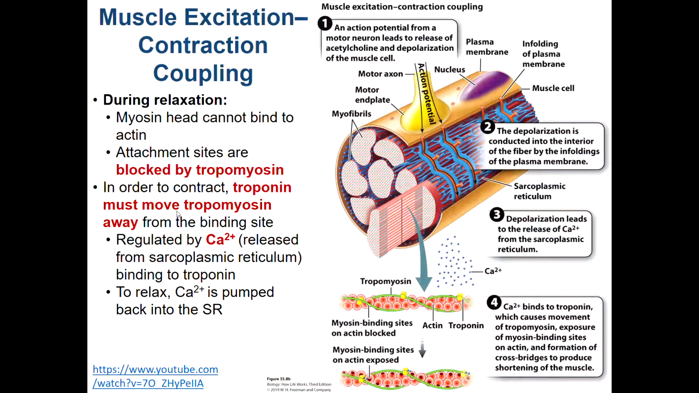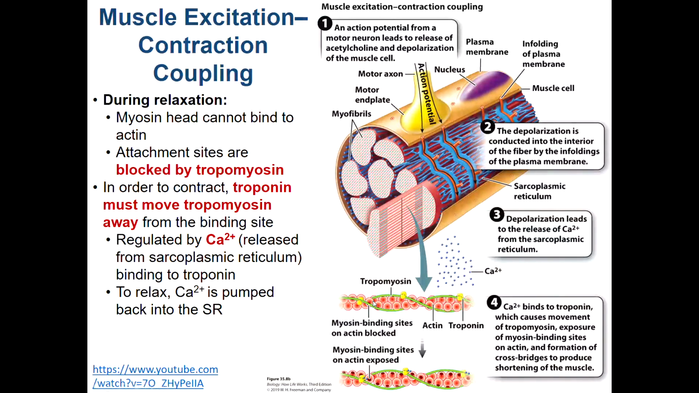So muscle excitation-contraction coupling is important when we're thinking about how cross-bridge cycling is working, because it's not just muscles that are going to contract. They need to have some input from our nervous system, which we learned about last lecture. During relaxation, the myosin head cannot bind to actin. The attachment sites are blocked by tropomyosin. So if we look down here, we can see that at rest, tropomyosin is blocking our active sites.